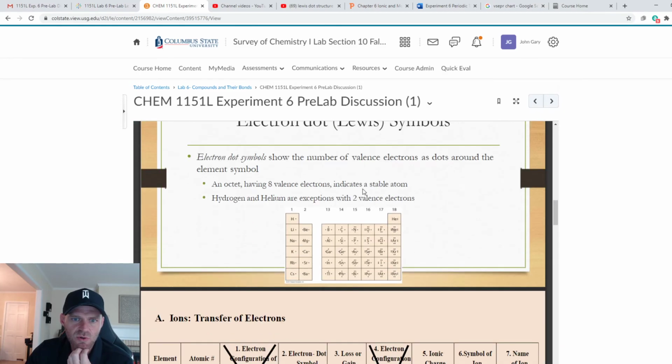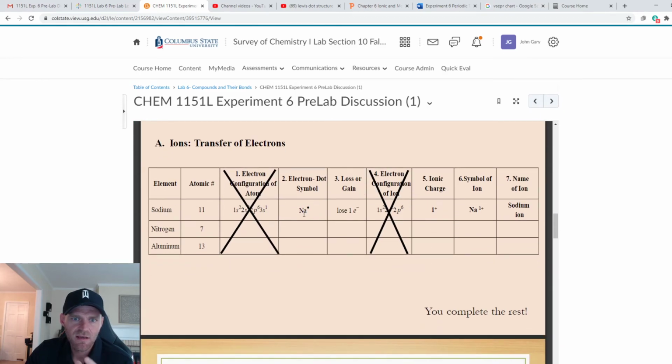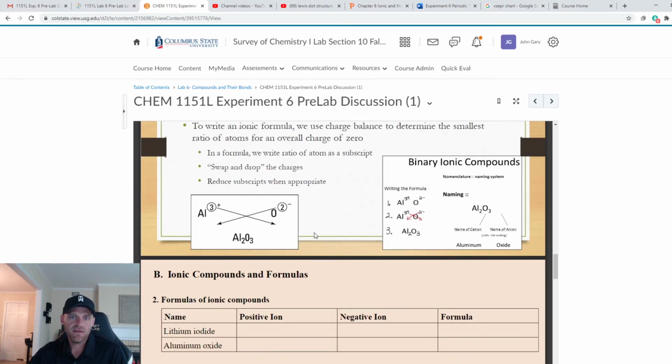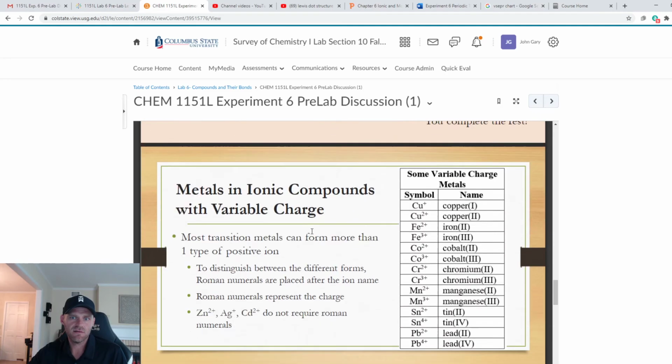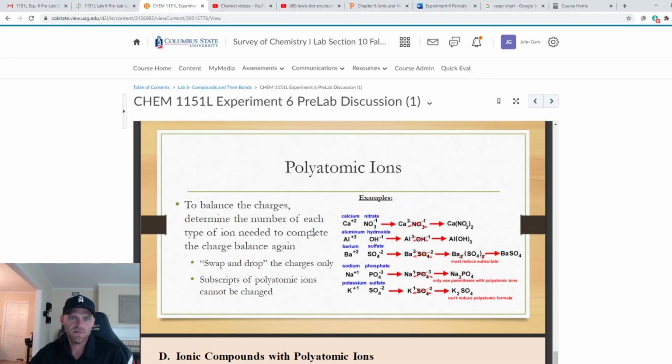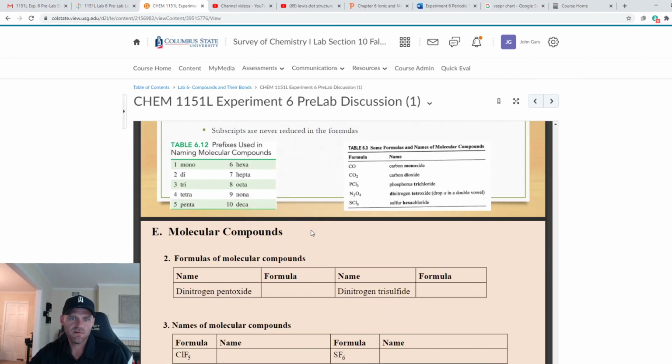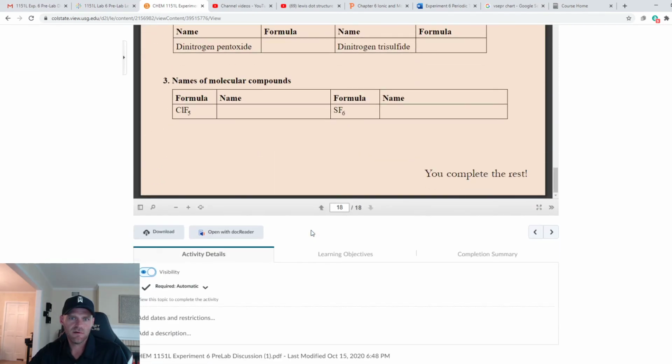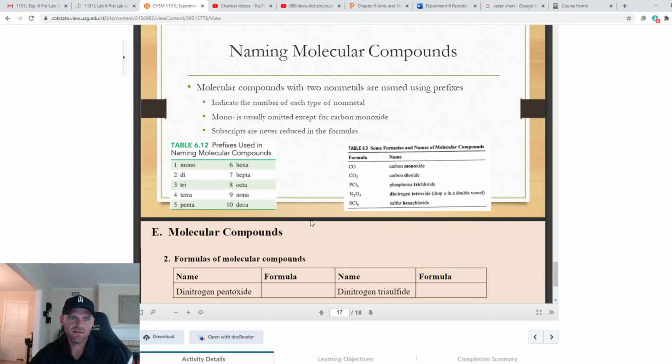So make sure that we're not doing number 1, anything to do with the electron configuration and the electron orbitals, like the S, the P, and the D orbitals. So number 1 and number 4 on part A. And then what else? It looks like that's it.